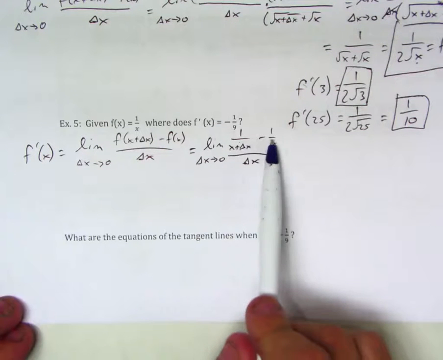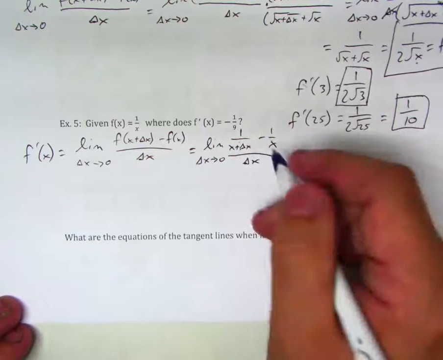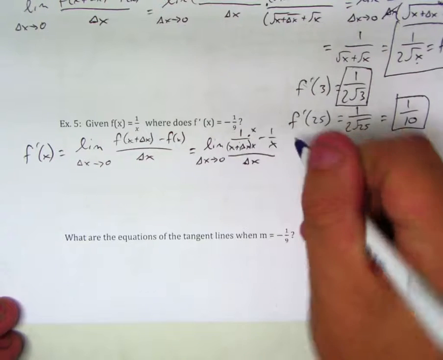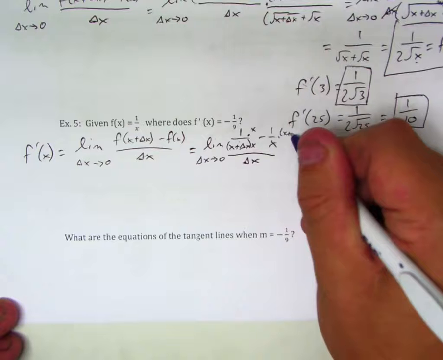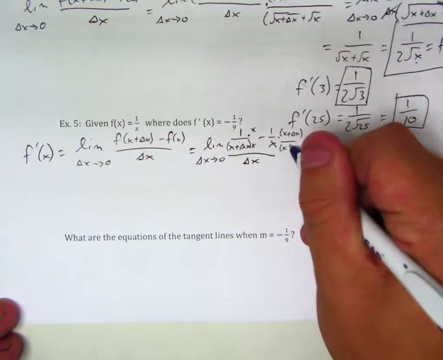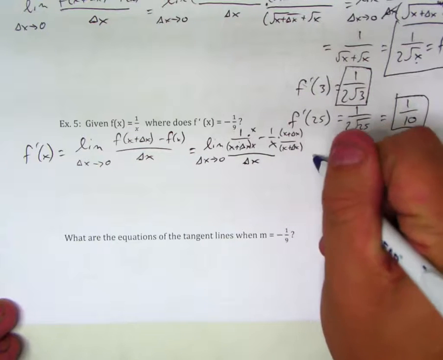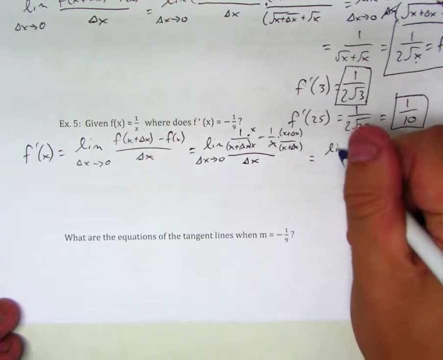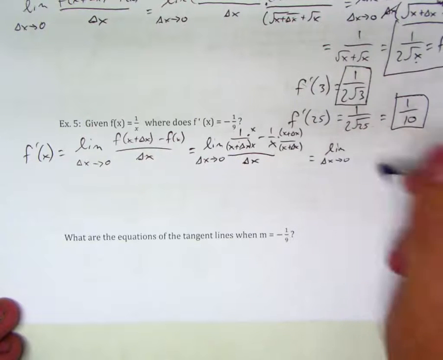So we need to combine these fractions on top, which means the first fraction I'm going to multiply by x over x. And the second one I'm going to multiply by x plus delta x over x plus delta x, trying to get common denominators to be able to combine those. Okay, so I have the limit as delta x approaches 0.